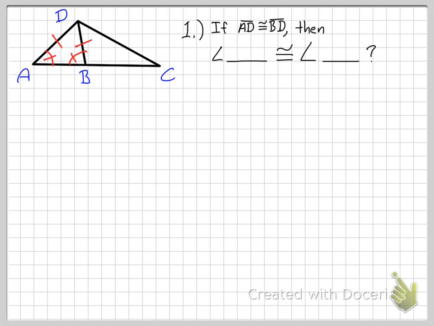That would be, again, angle DAB is going to be congruent with angle ABD.